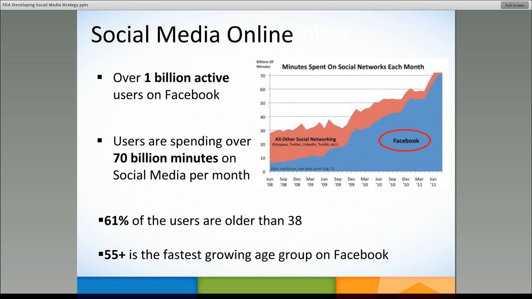People are spending over 70 billion minutes on social media per month. The average person spends between 35 and 45 minutes a day when they're on Facebook, just cruising around, talking to their friends, seeing what other people are doing, checking out your business, seeing if there's anything going on, seeing if there's any specials. So these are some really powerful statistics on just what social media is doing and how much time people are spending on it.